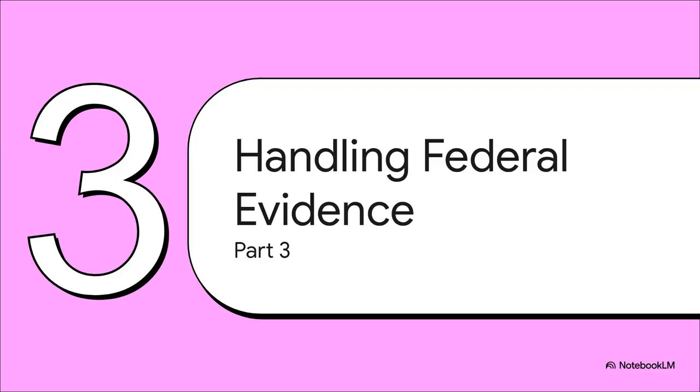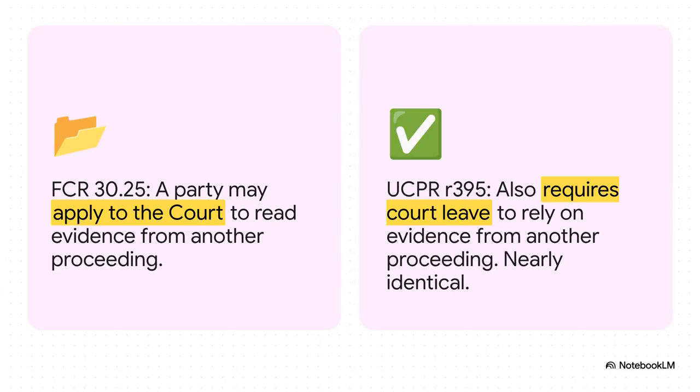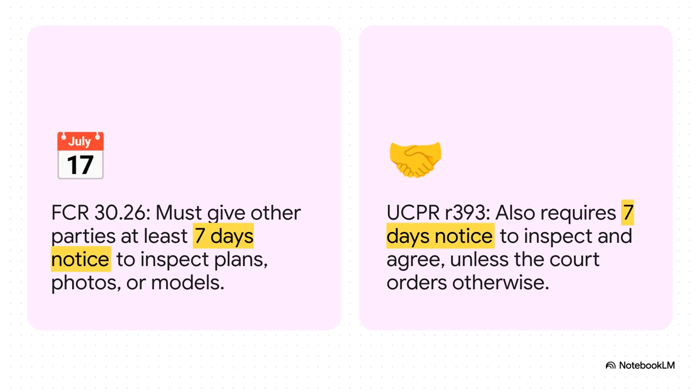Okay, on to our final section. Part 3, handling federal evidence. And just like with courtroom control, there are some uniquely federal processes here that are absolutely essential for you to know for the exam. Let's kick this off with something that's pretty similar. If you want to use evidence from a completely different case, in both jurisdictions, you've got to get the court's permission. Federal Court Rule 30.25 and UCPR Rule 39.5 are basically on the same page here. Nice and straightforward.